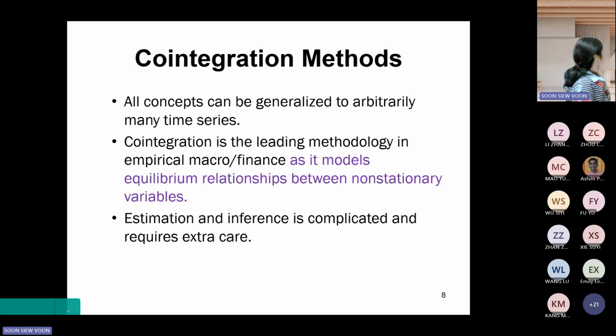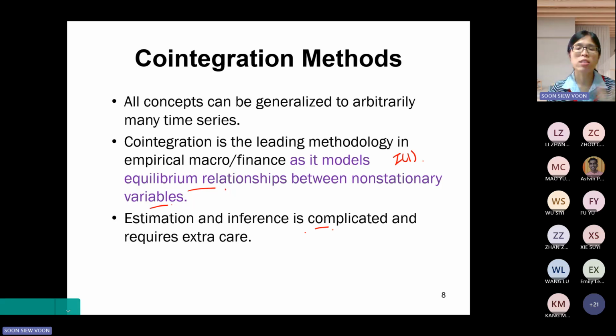Now about the cointegration method. Cointegration is normally used in macroeconomics, because it is used to model the equilibrium relationship between non-stationary variables. The non-stationary here refers to the I1 variables. The Johansen test is normally used for I1 series. And for I2 series, we have to use a different cointegration test, which is going to handle the I2 series.